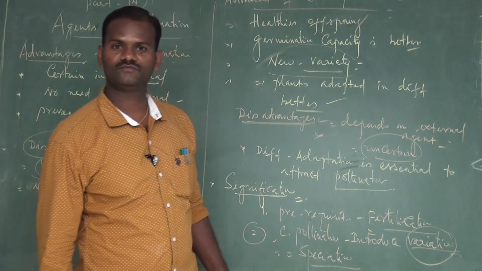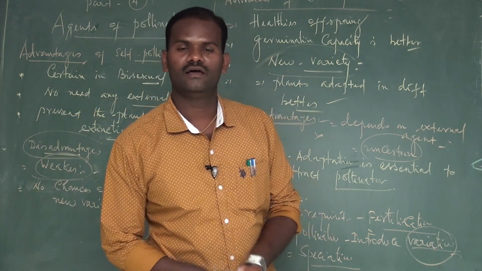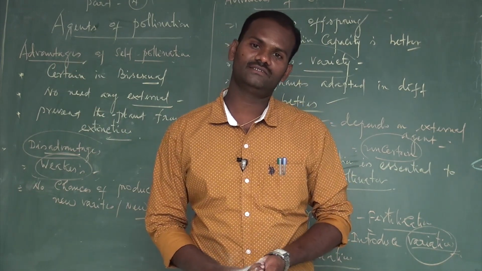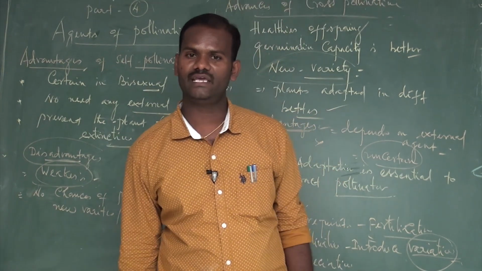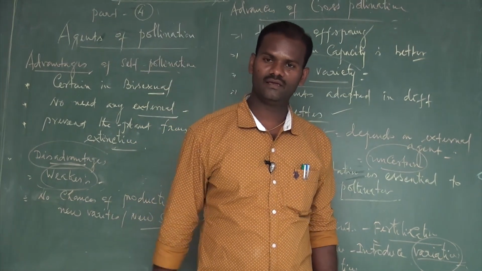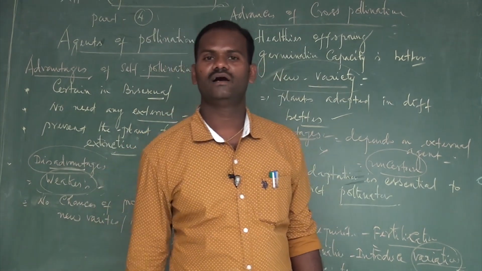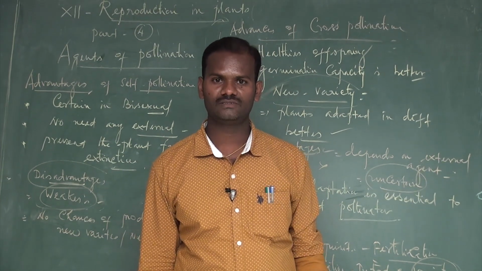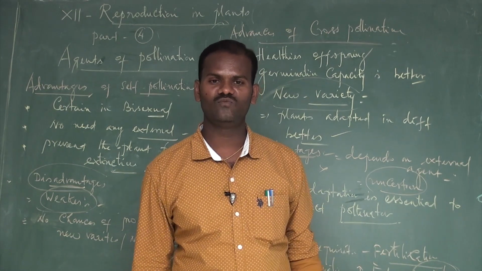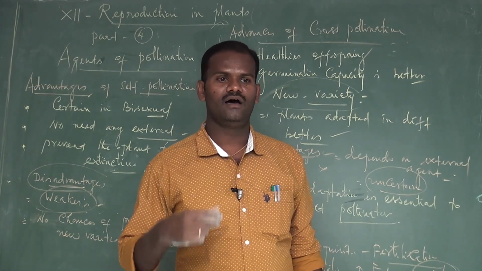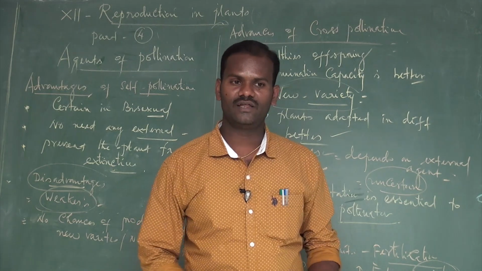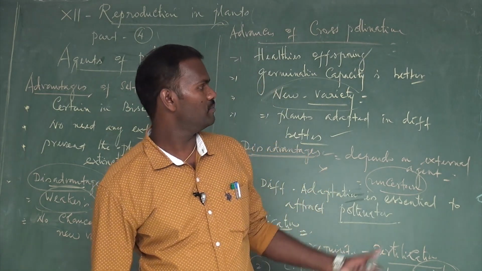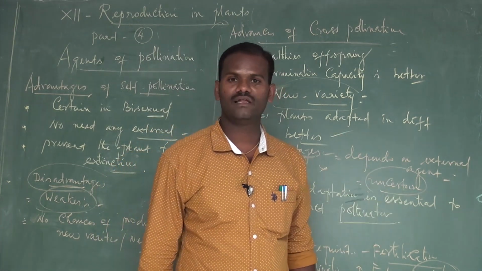So today we are discussing what are the agents involved in pollination. There are two types of agents involved. One is biotic agents, another is abiotic agents. The biotic, for example, animals: a lot of animals are involved, birds, insects, bats and bees, flies. And abiotic factors, for example, wind and water. Pollination by wind is called anemophily and pollination by water is called hydrophily.